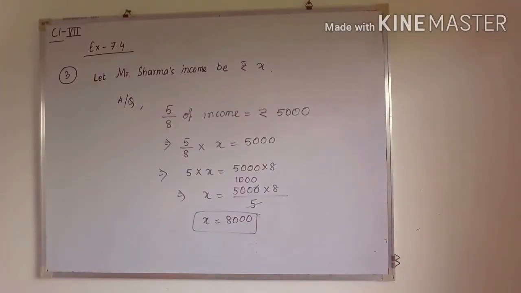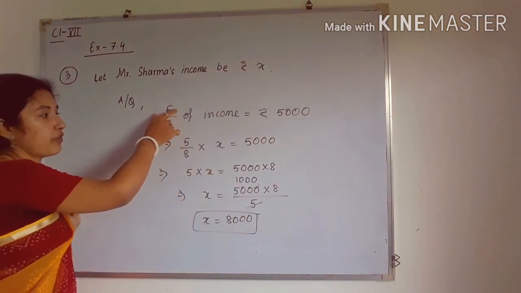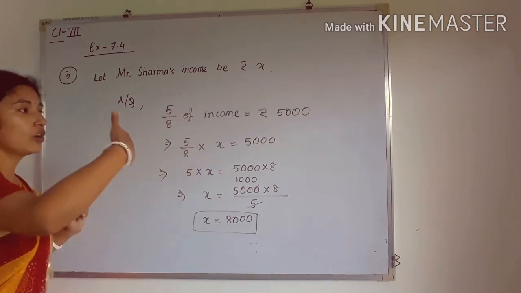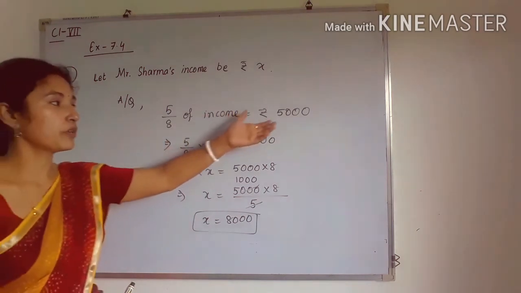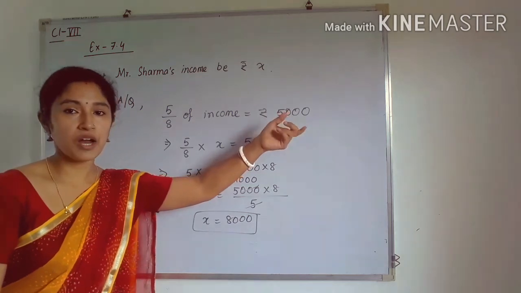The next question is 5/8 of Mr. Sharma's income is rupees 5,000. That means 5/8 of the income. When you divide the income into 8 equal parts and take 5 out of these 8 equal parts, that income he spends on food, and that is rupees 5,000. That part of the salary is rupees 5,000. So which part is it?